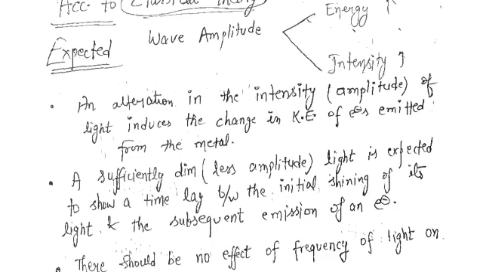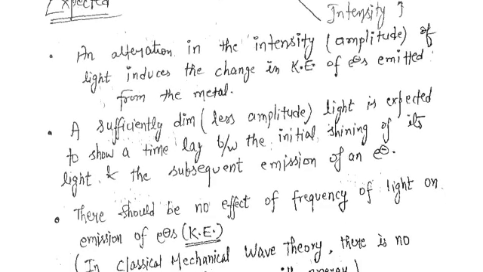Now the second thing: if we have a light with less amplitude or less energy, for example less than 5 joule, then there would be a time lapse. It means until the electron absorbs exactly 5 joule of energy, it will not eject out. It will retain the energy until it gains 5 joule, and until then it will stop and will not be ejected out.